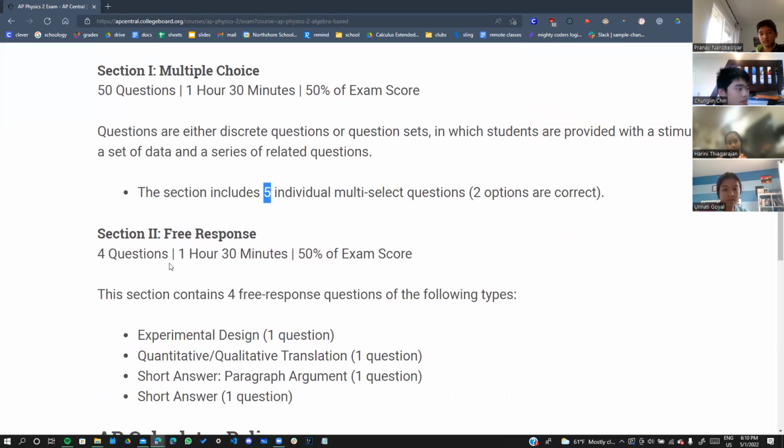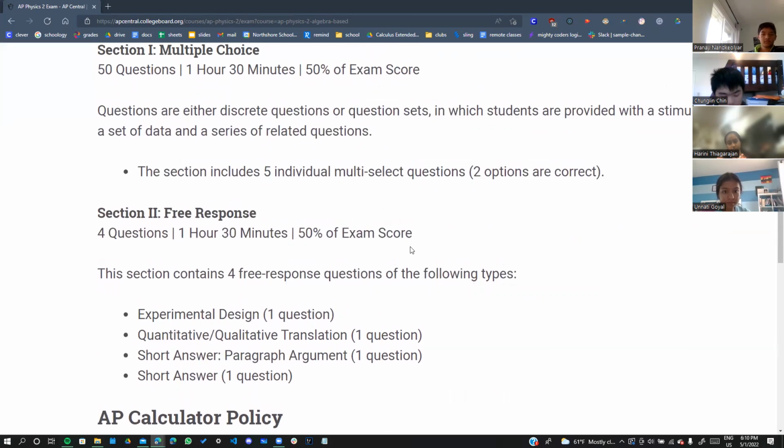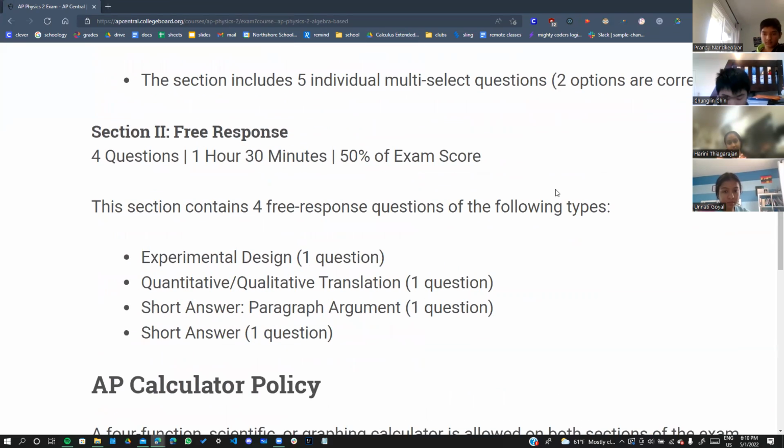Now, the second section that we have is a free response. So we have 4 questions. It's an hour 30, and that's also 50% of your exam score. And to be honest, I think this is where I clutched my points for the exam. I don't think I did super well on the multiple choice. But here you have 4 questions, and it's good to know the different types of questions.